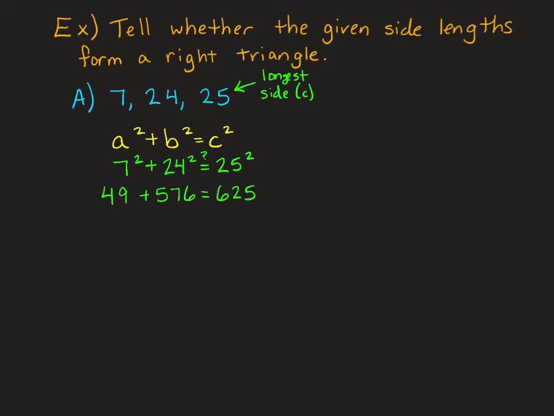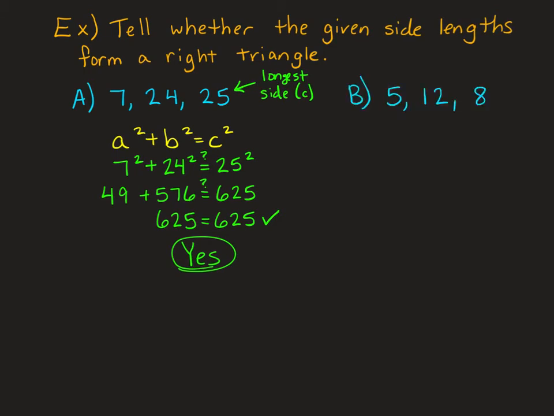Continue simplifying after finding your squares. We're going to add. And I'll add, in the step above, we didn't know if they were equal or not, so we'll use a question mark. But now we see that 625 on the left is equal to 625 on the right, so that's true. And since this fits the Pythagorean theorem, it's a true statement, we can say yes, this is a right triangle.